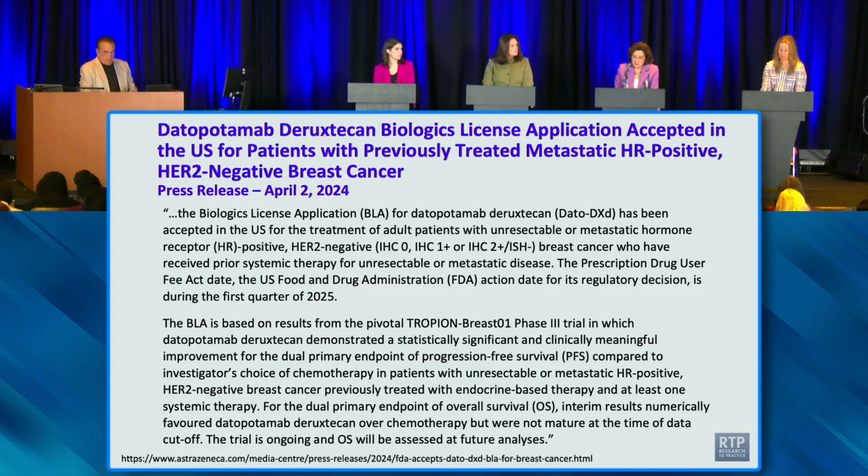Yeah, she's another unfortunate patient, as many of ours are, with ER-positive de novo metastatic disease, very luminal B, didn't stay well controlled on endocrine therapy for very long. And in the second-line setting, she was on TROPION-Breast01, the study that was submitted to the FDA for this BLA, as you can see here on the slide, and she was randomized to Dato-DXd. We put a bunch of people on there, and she was the only patient randomized to Dato-DXd.